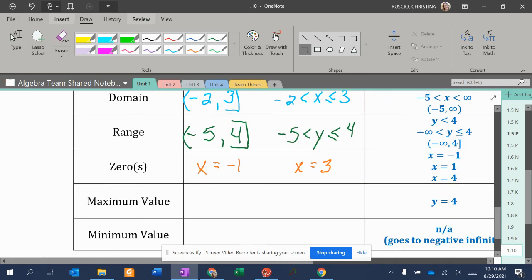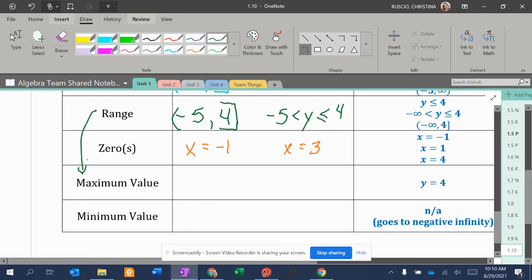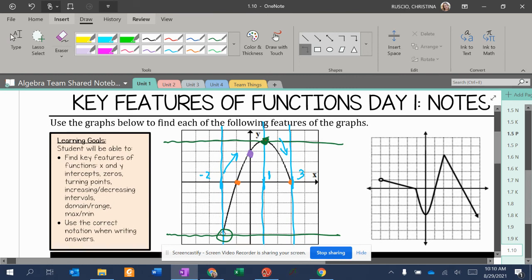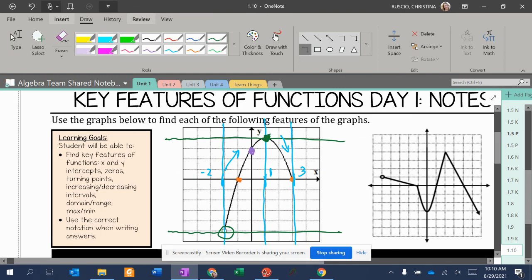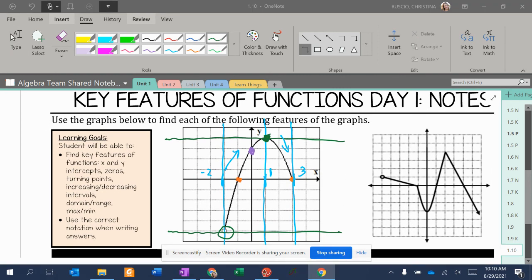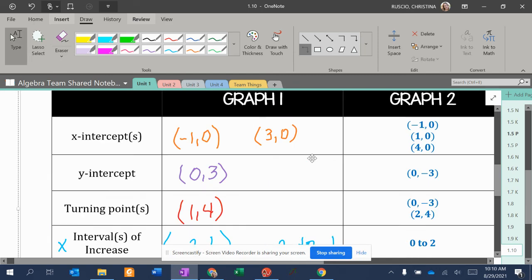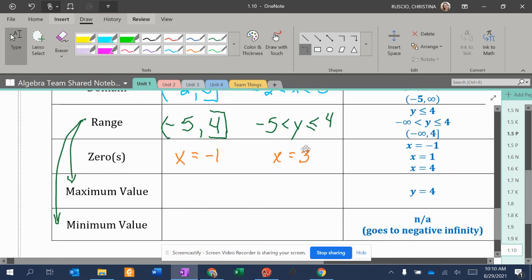Maximum and minimum values are also connected to the range. So we can get the maxes and mins very easily. The maximum value is how high the graph goes, the y value of how high it goes, which is 1, 2, 3, 4. The highest point is 4. And not a coincidence, that's the highest point in the range. So the maximum is at y is equal to 4.